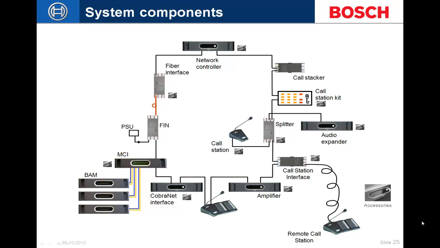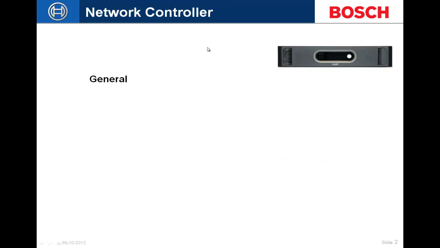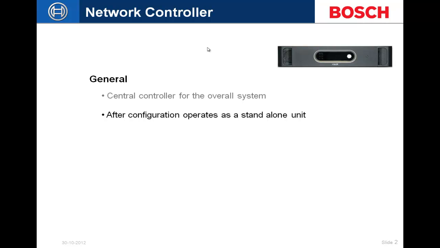In this video series, I'll be going over the system components to the Bosch Praesideo system. Our first component that we're going to go over is the network controller, which is the heart of the Praesideo system. At its base, it is the controller. It's the main controller for all of the system components. It acts as a standalone system. Once a NCO is configured, it no longer needs connection with a computer or a server of any kind.